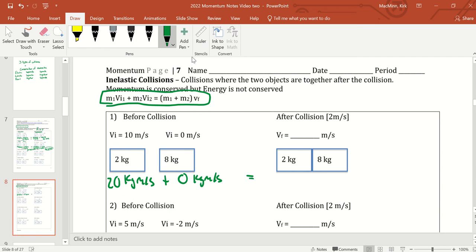So the 2 kilogram mass and the 8 kilogram mass are going to stick together and move as one object. So they're going to be acting as one 10 kilogram mass moving at some unknown velocity. You can see that I've added 2 kilograms plus 8 kilograms to get 10 kilograms, because their total mass is going to be the sum of the two individual parts.